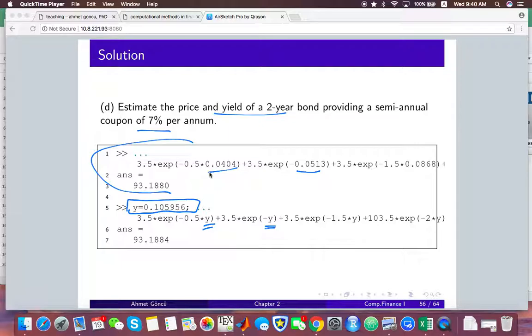And as you change this slightly, you will see, for example, if I increase this yield slightly upward, then the price of the bond will go down. So you can try to match this price with this price in order to obtain the yield of this bond. And as I said, by trial and error, I can get as close as possible. You can see the first 3 digits are all the same. So we can say that the yield of this bond is 0.105956.